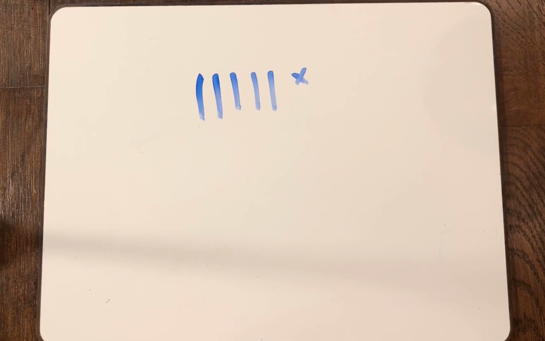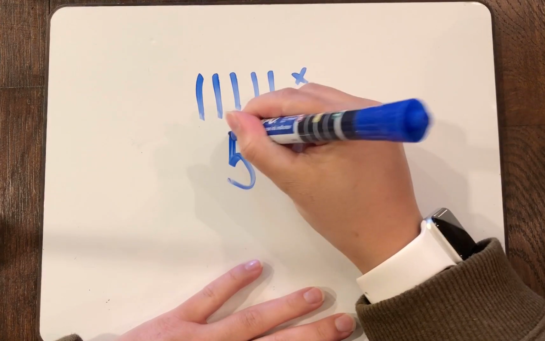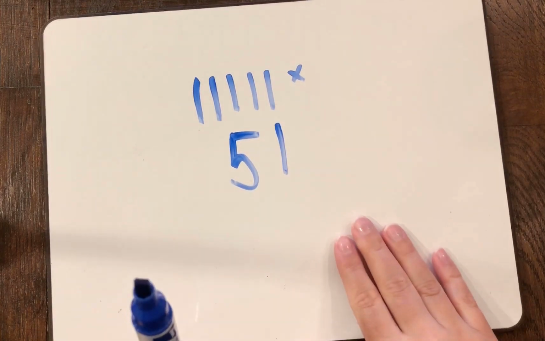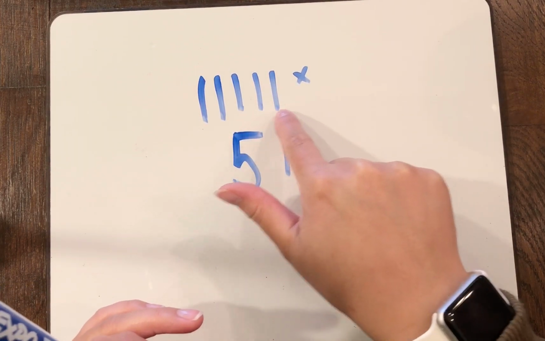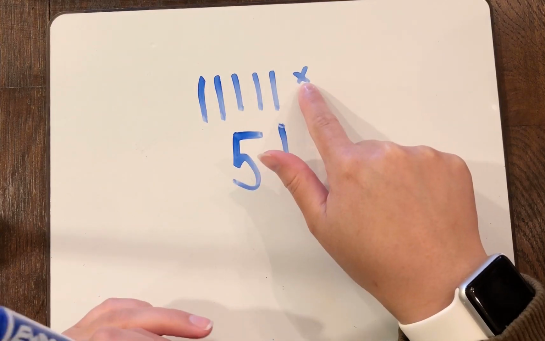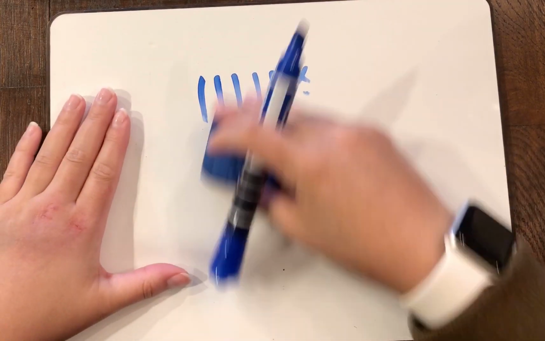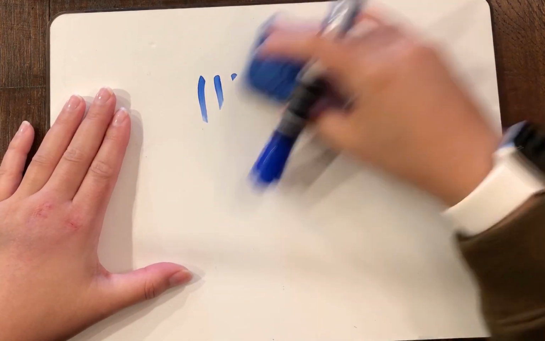Go ahead, figure out what this number is. Good, go ahead and shout it out. What is it? What is this number? 51, awesome. Let's count it and check. Ready? 10, 20, 30, 40, 50, 51. Awesome, okay.